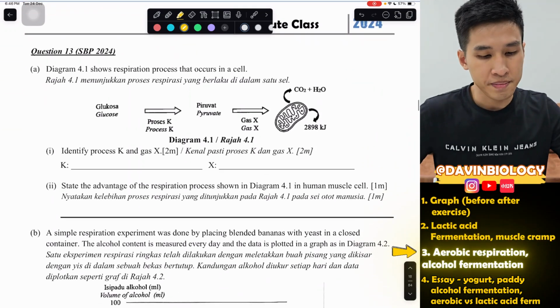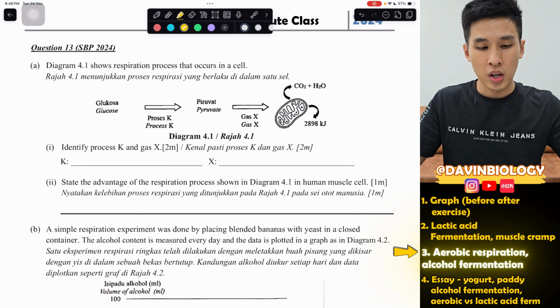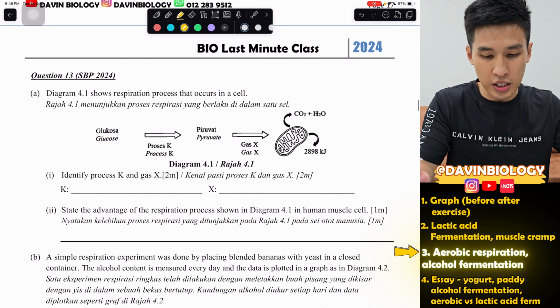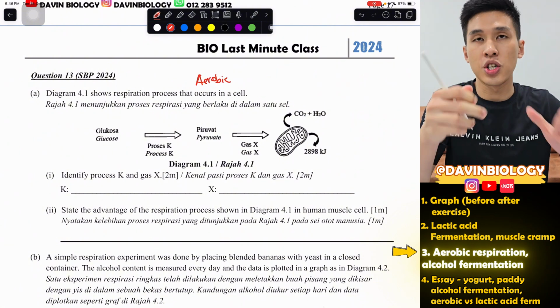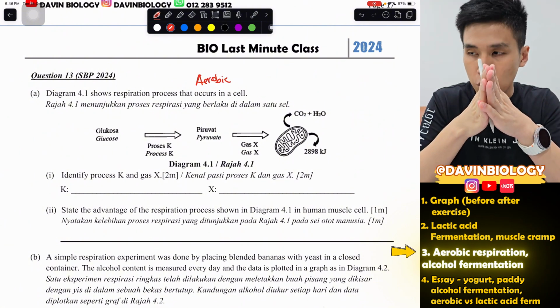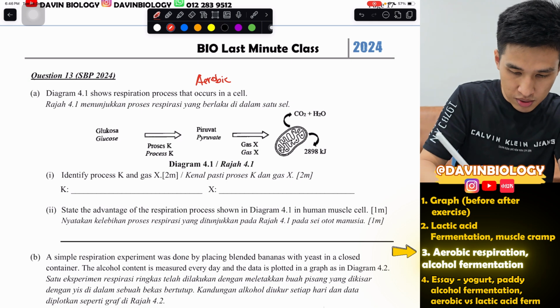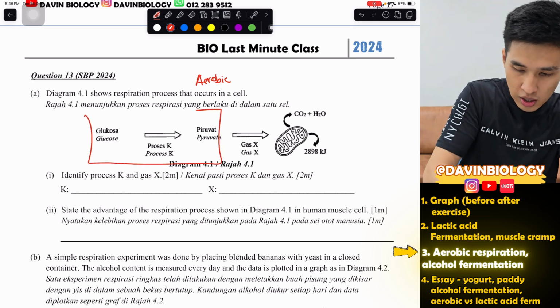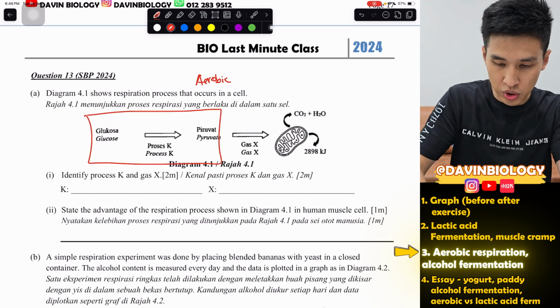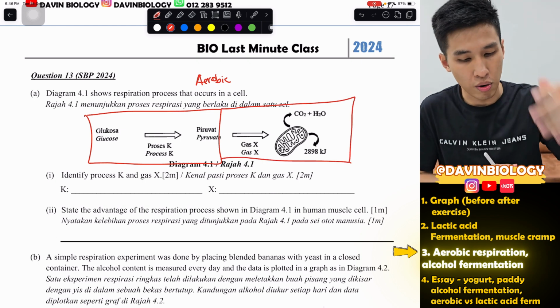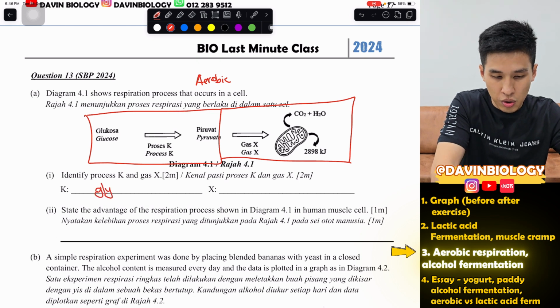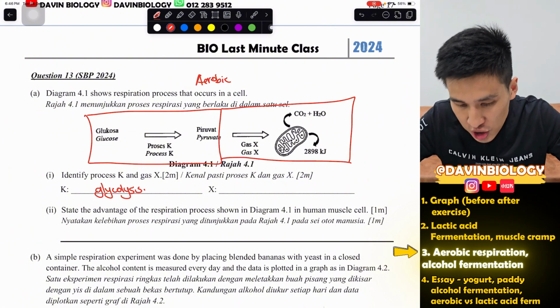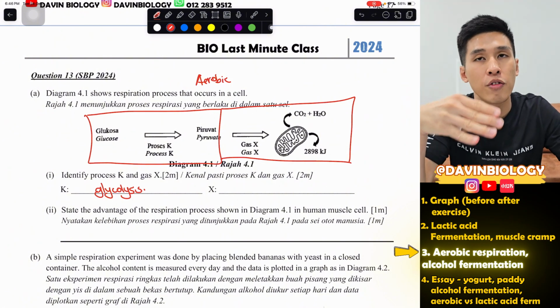Then let's go for another one. SBP 2024. So this is basically aerobic respiration, the normal respiration, which actually has 2 processes. Process K, and one more, which they didn't mention here. Okay, it's J, whatever. So the first process basically is called glycolysis, which glucose is initially being broken down into pyruvate without using oxygen.